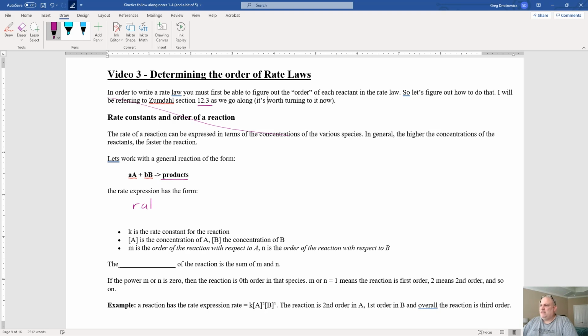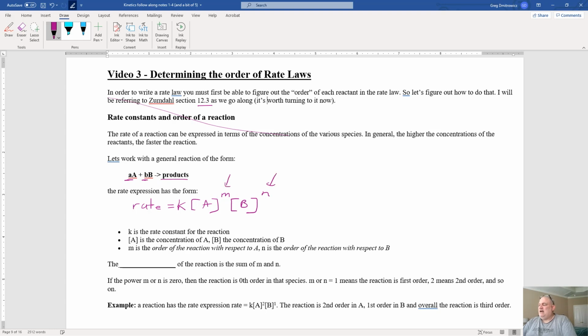We'd write rate is equal to, and remember, every single equation that you have an expression for is going to have a constant k, and it's going to be based on the concentration of the first thing raised to some order, some power, times the concentration of the second thing raised to some order. We'll call that m, n. Now, let me point out to you here, the coefficients A and B, do you notice how they are not here? We have instead m and n.